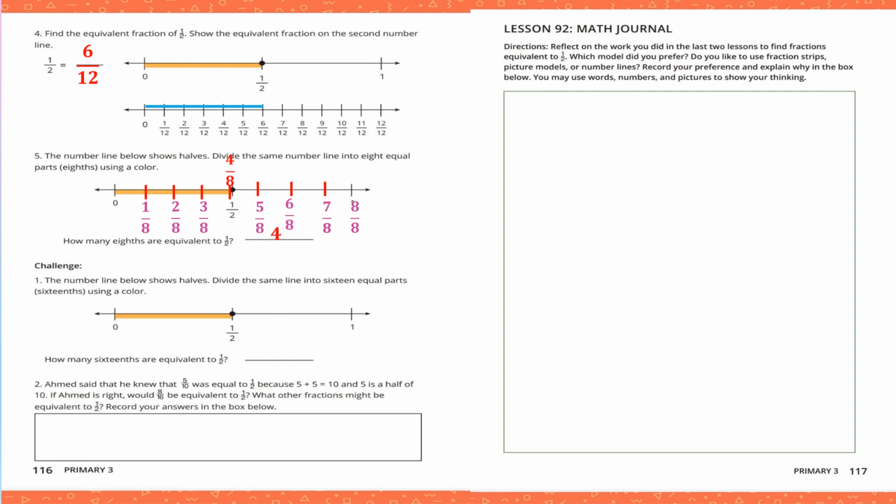Challenge number 1. The number line below shows halves. Divide the same line into 16 equal parts. So I will make 15 dashes. And each dash represents 1 over 16. So the start point 0 means 0 over 16, then 1 over 16, 2 over 16, and so on, 16 over 16.